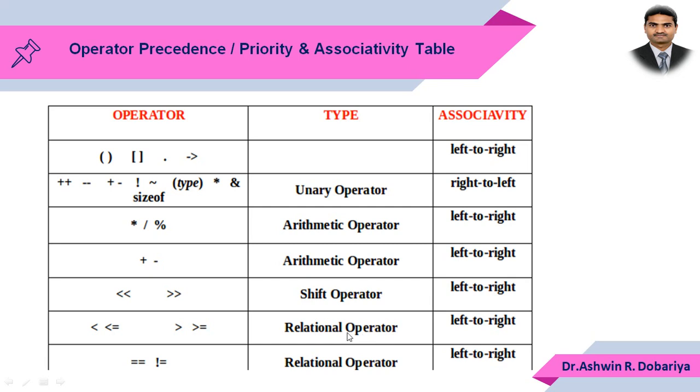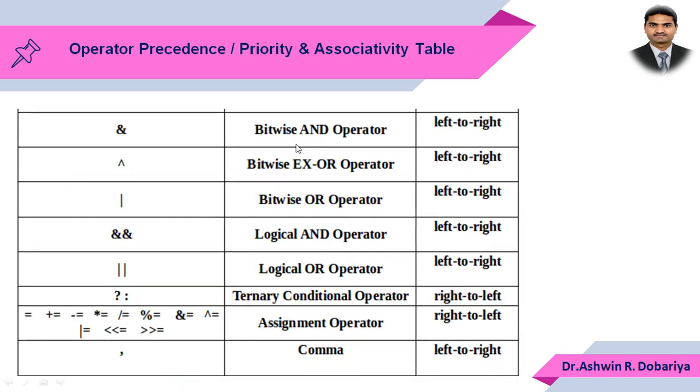After that, relational operators will come. In C, the relational operators are less than, greater than, less than or equal to, greater than or equal to, and equality and not equality. All are relational, but out of these, less than and greater than have higher priority compared to equality and not equality. After that come the bitwise operators: AND, then XOR, then OR, then logical operators, and the ternary or conditional operator. In that way the operators have their priority. The ternary operator also evaluates from right to left. All others have associativity from left to right.